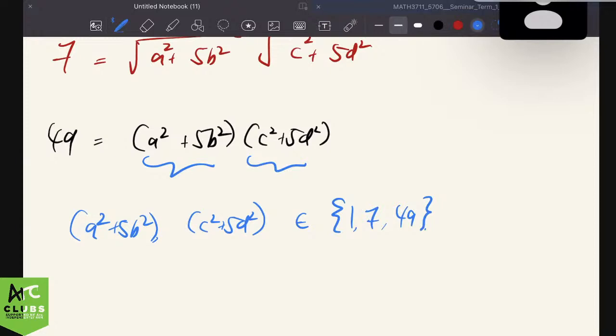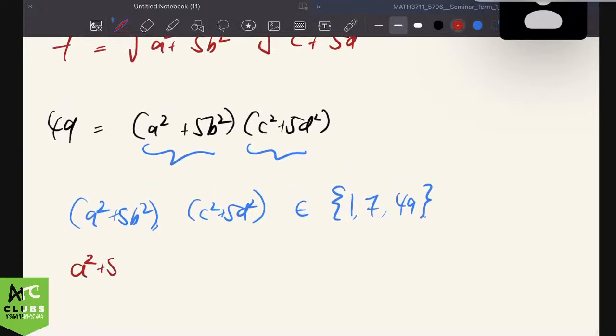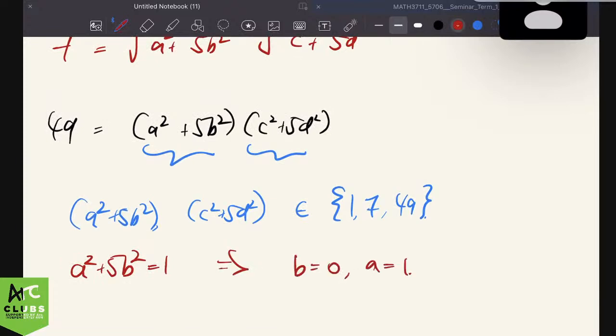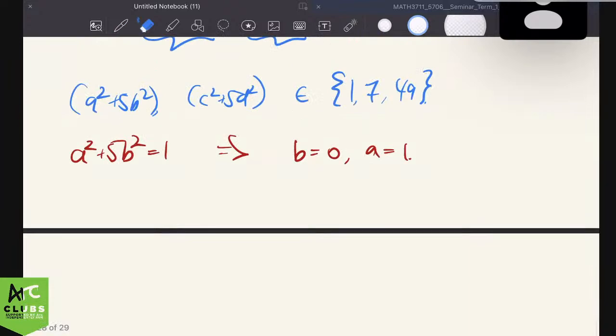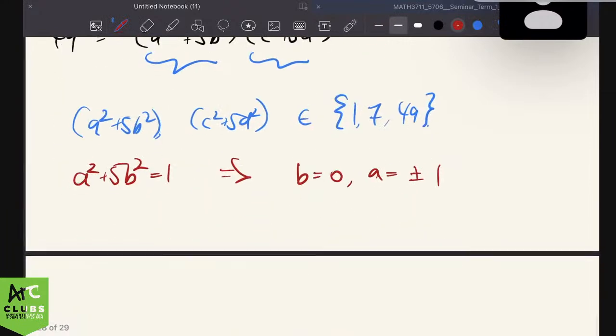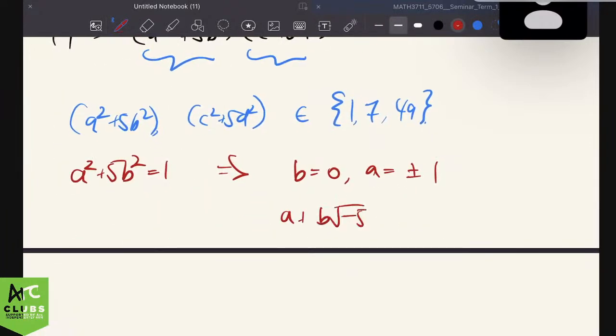So let's think about each of the options. If we've got a squared plus 5b squared equals 1, then that means that b equals 0 and a equals plus or minus 1, because once b gets bigger than 0, it's 1 or minus 1, it's already bigger than 1. So that's the only solution. But if that's the case, then a plus b square root minus 5 is equal to plus or minus 1, which is a unit. And that's actually what we want, because we want to show that the only divisors are units and associates. That's good.